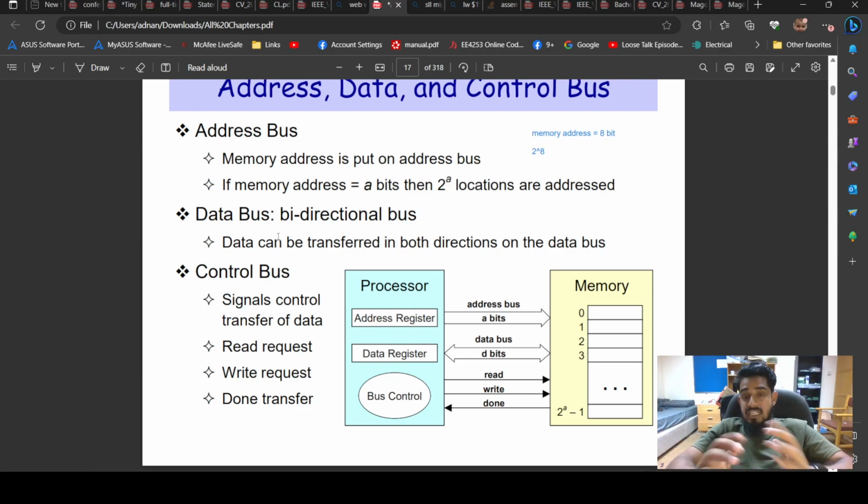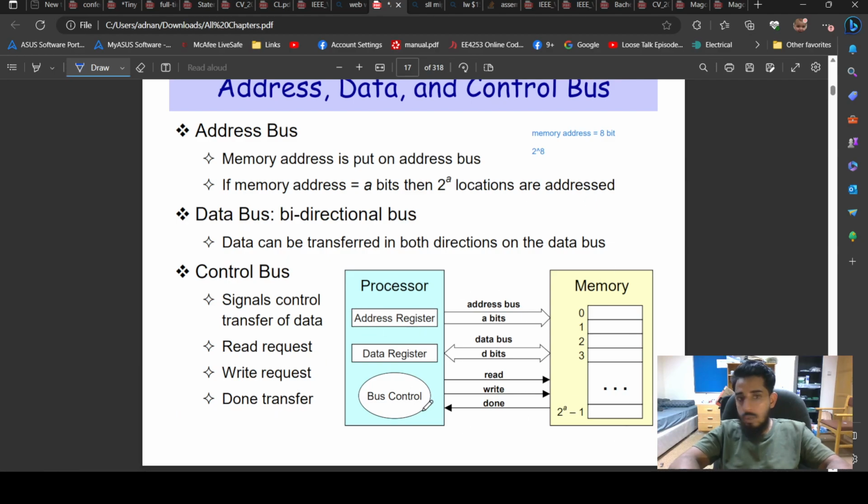Data bus, as from the name we can see, we are going to load the data, from the memory, from the registers, from the cache. So data can be transferred in both directions. This bus is bidirectional because we are going to load the data into the memory or register, or we are going to store into the location. So the data bus is always bidirectional. And what is the control bus? The control bus carries the read signal, write signal.